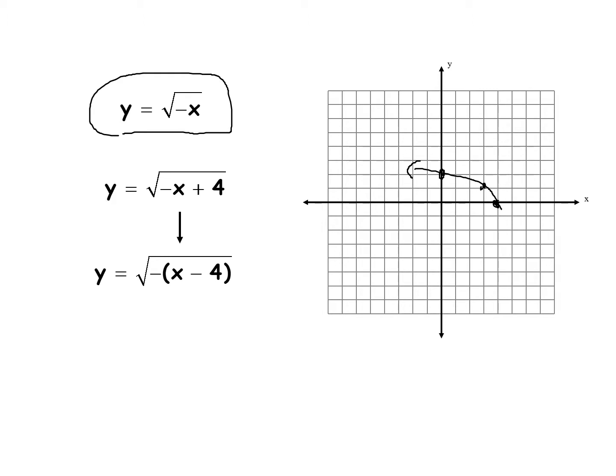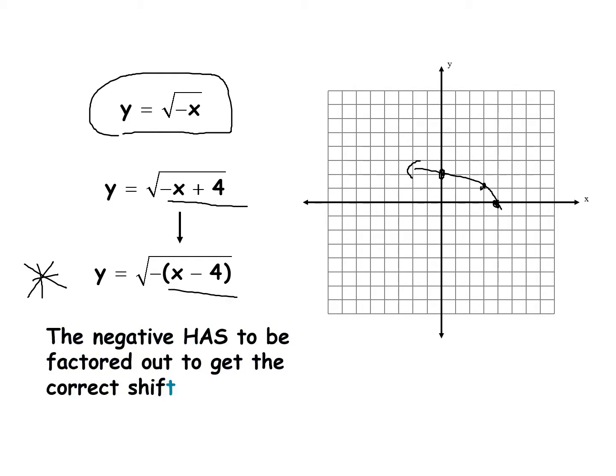So put a star next to this in your notes, because this is definitely something that people forget, that when you have some addition, subtraction, and a negative, you have to pull that negative out. The negative has to apply to everything underneath the radical. And if you put this into your calculator like you see it, you'll see that it will give you this shift here.